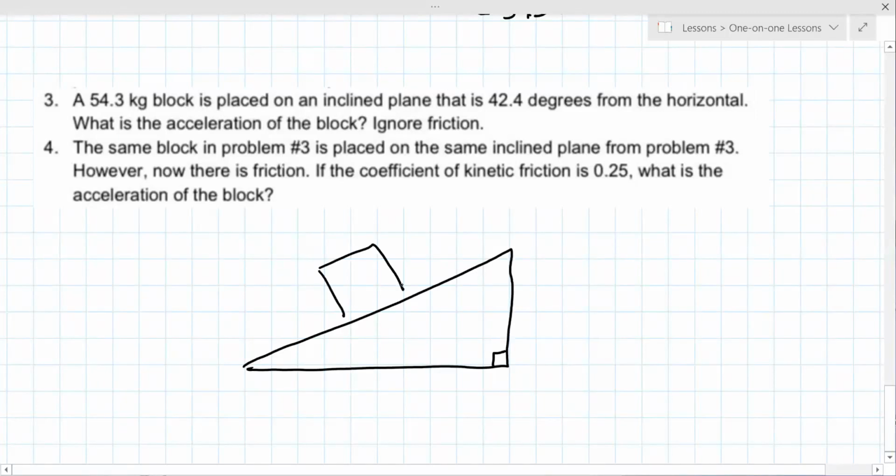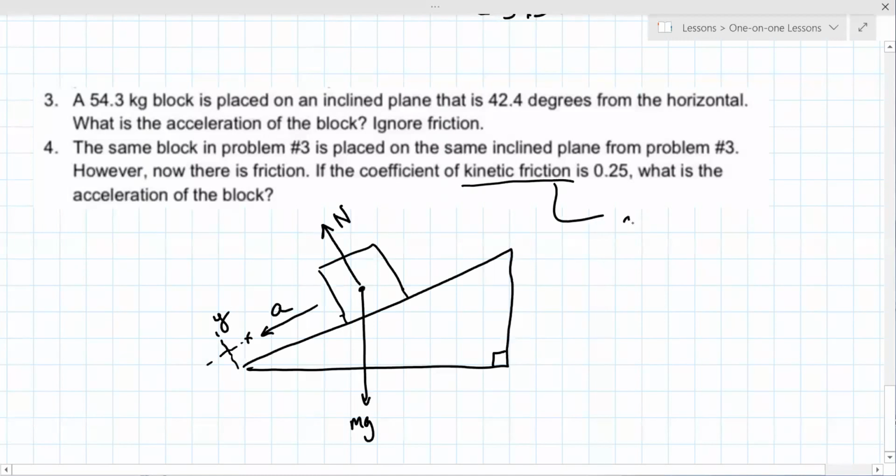So we got a block. It's on an inclined plane, but this time there is friction. We'll worry about that in a moment. mg is always down. Normal force is always perpendicular to the surface. If it's in motion, which way is it going to accelerate? Down the incline, in what we're going to call the x direction here. Very important: friction almost always opposes motion, or in this case, it opposes the direction of acceleration.